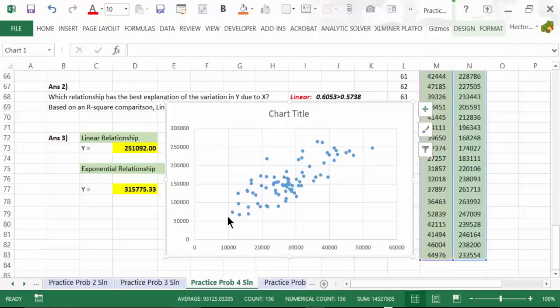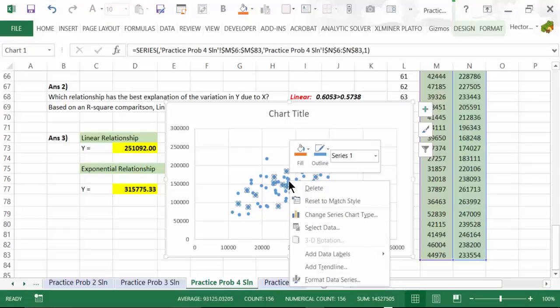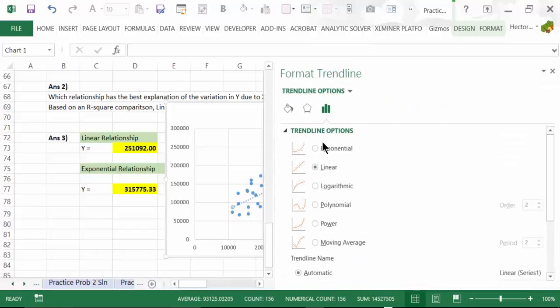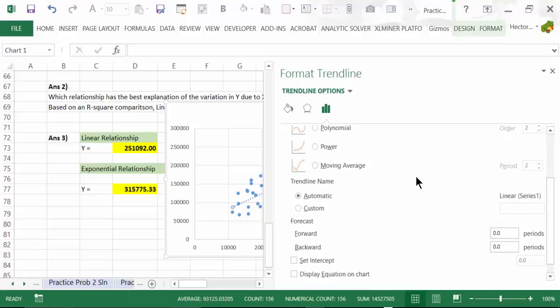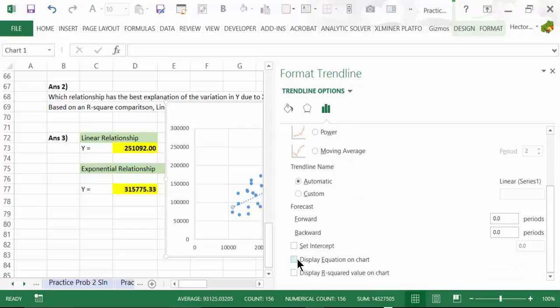So we see that there might be a linear relationship or some sort of a relationship between these two data series. If I right-click the data and I add a trend line, then I can pick the trend line that I want. Let's start with the linear trend line, which is here, the default. Let's also go down here and say I want to display the equation, and I want to display the R squared. R squared is a measure of correlation in the linear correlation in the data.